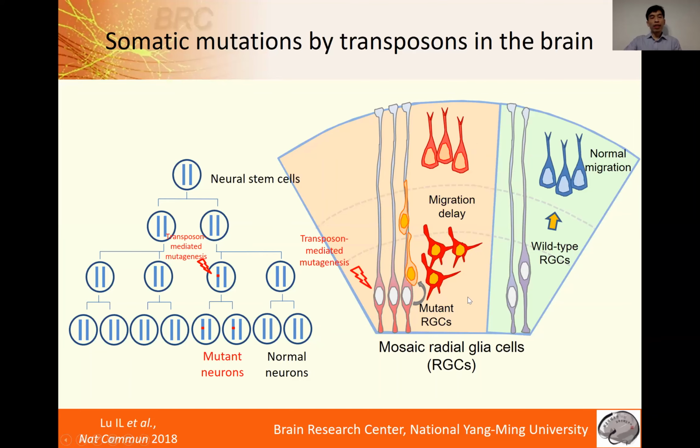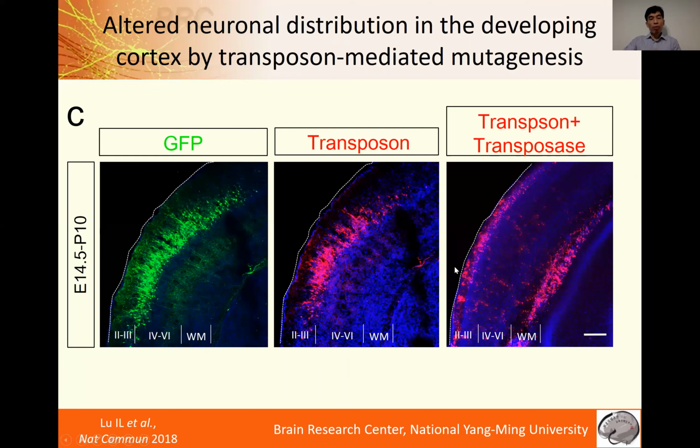Okay, so we just got the transposons from our collaborators, and as a control, you can see when we electroporate GFP, and 2 weeks later, you see most of the cells have migrated to the cortex. When we electroporate this transposon without the enzyme transposase, then these cells still can migrate to the cortex normally. But when we add the transposase cDNA together with the transposon, then you see a layer of normal neurons in the cortex, but you see an additional layer of neurons arrested in the white matter, which is really interesting.